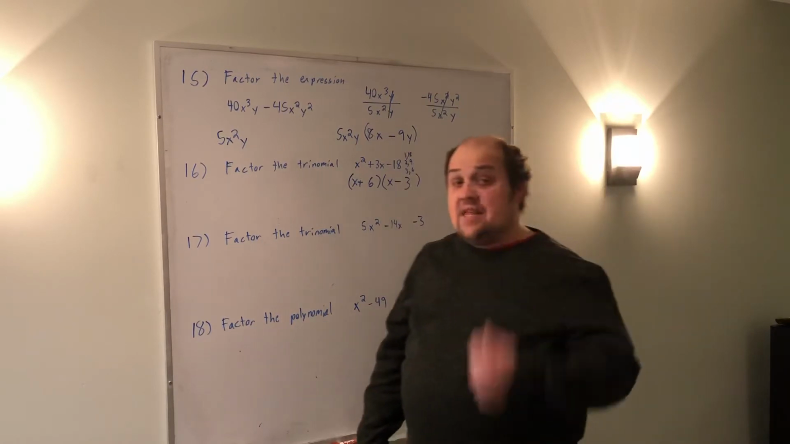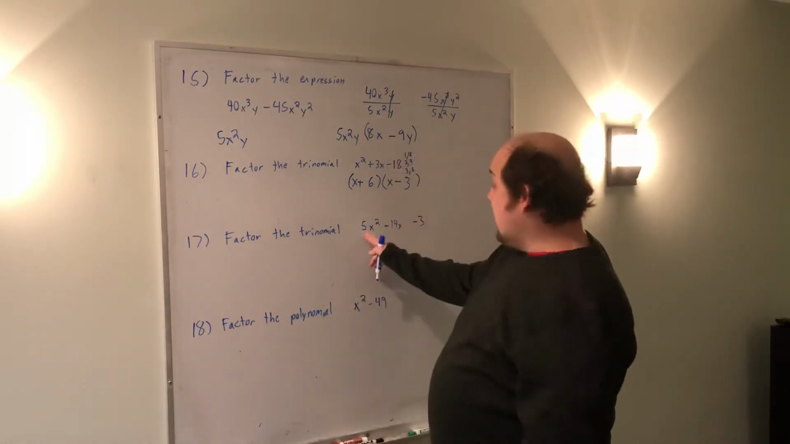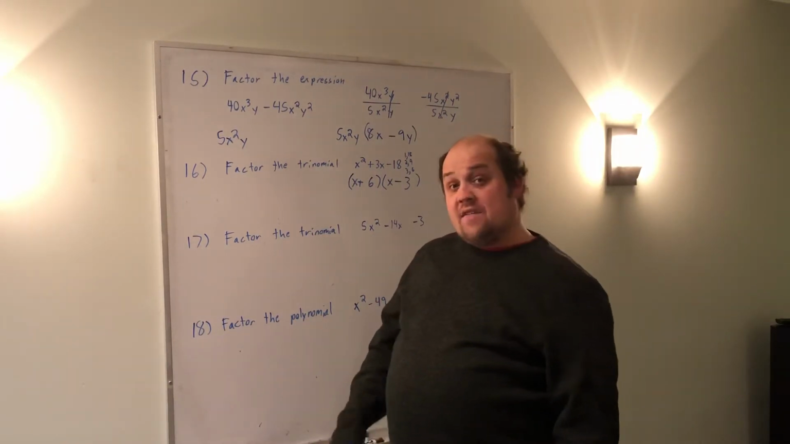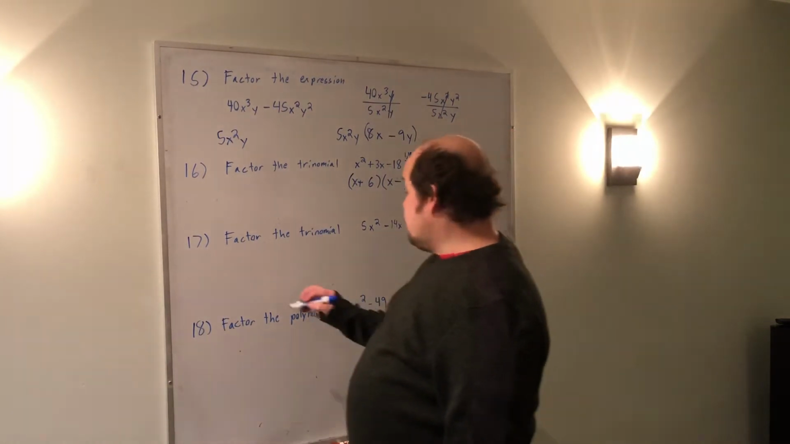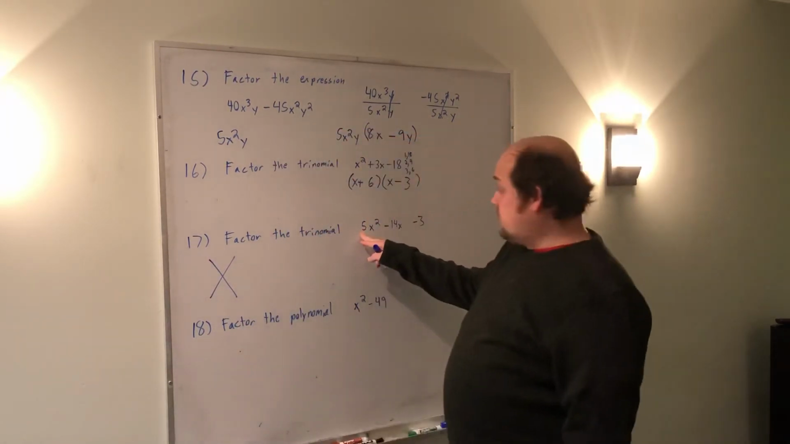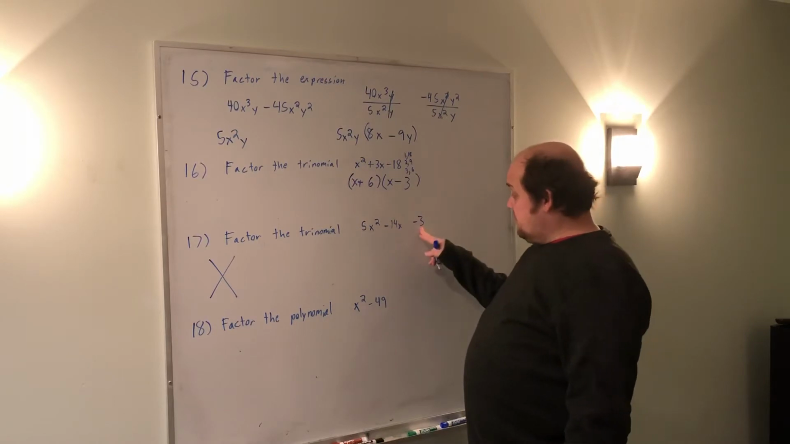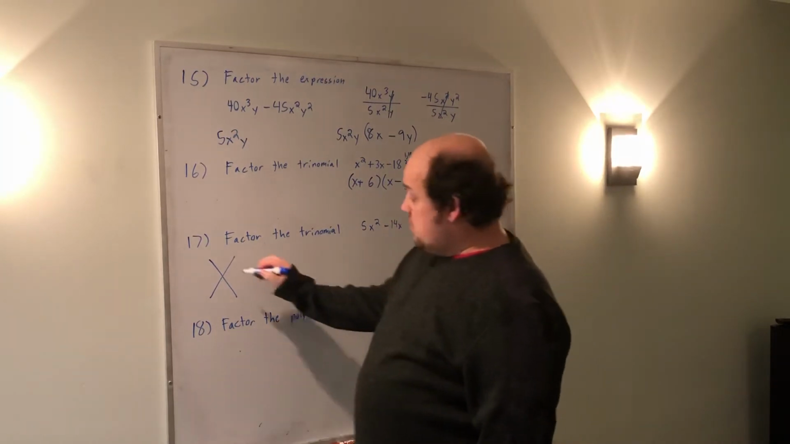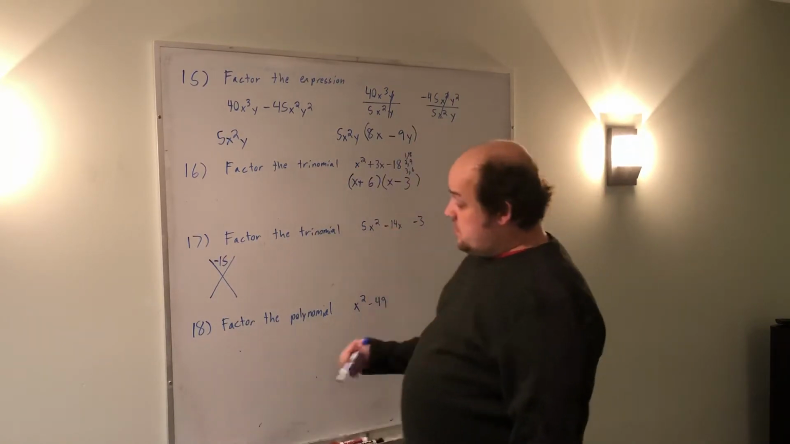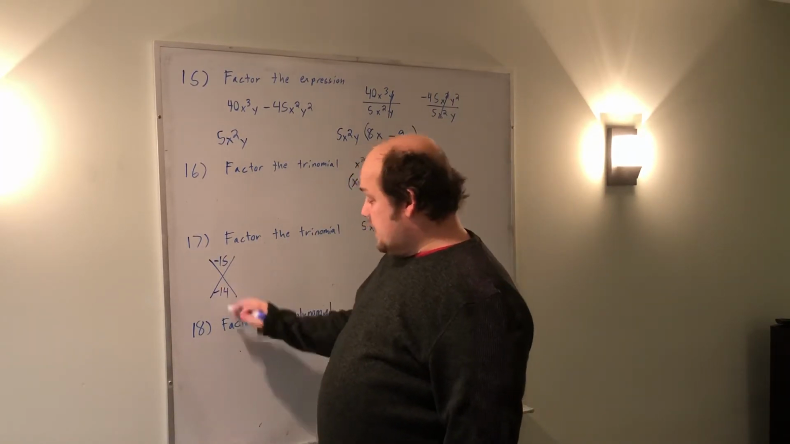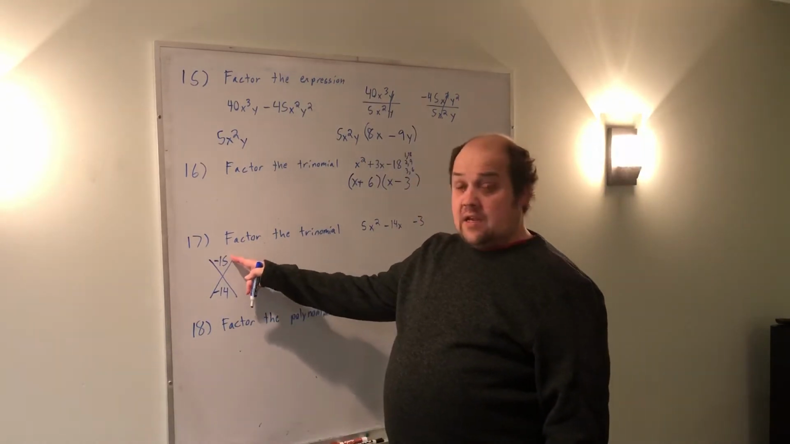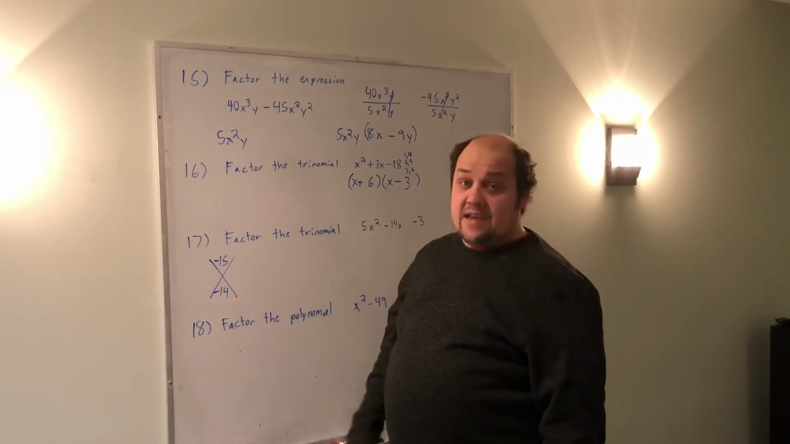Number 17 is slightly more difficult because here a does not equal 1. So this is a case where I'm going to have to use my cross method and then factor by grouping. Cross method tells me in my cross I'm going to put at the top first 5 times last negative 3. So negative 15 is going to go in the top. I'm going to bring down the middle number, negative 14. This says that there's two things that multiply to negative 15 and add to negative 14.